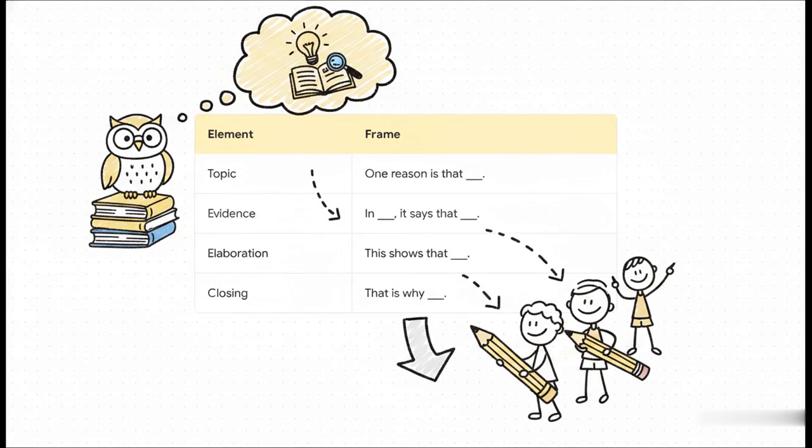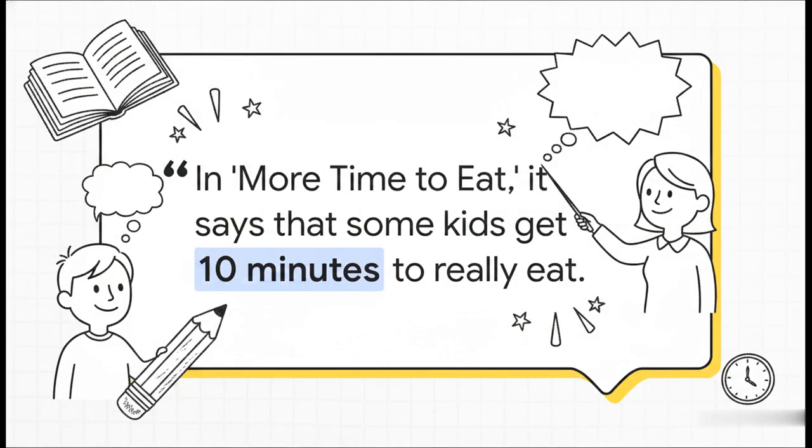After that, we explicitly teach them to build their 2 body paragraphs using a super predictable 4-sentence formula. You can actually use these exact frames as an anchor chart in your classroom, so when a student is stuck and doesn't know what to write next, you just point right to the chart. They write their topic sentence, "One reason is that blank," then they pull a fact from the text using the frame "In blank, it says that blank," then they elaborate, "This shows that blank," and finally they wrap it up with a closing sentence. Check this out.